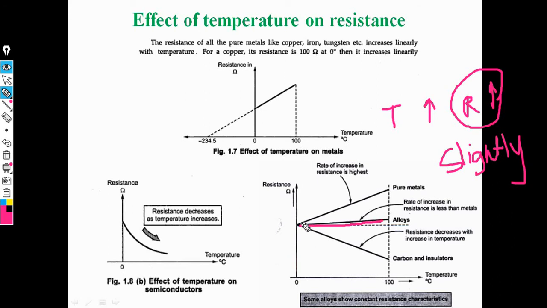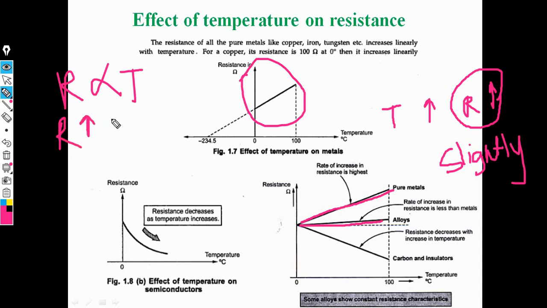Then pure metal is here. In pure metal, resistance is directly proportional to temperature. That is, when the resistance value increases, the temperature value also increases. This is the phenomenon of pure metal.